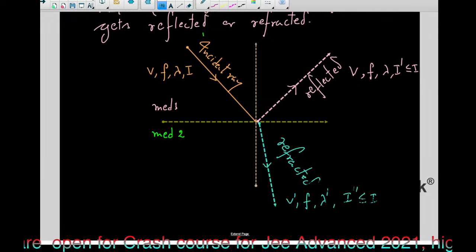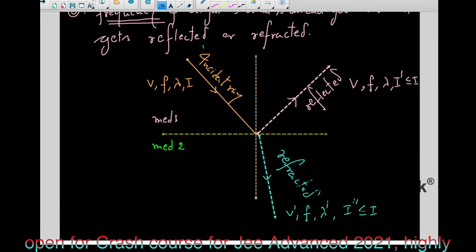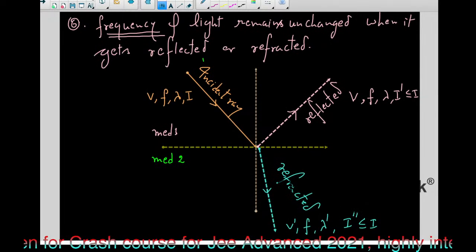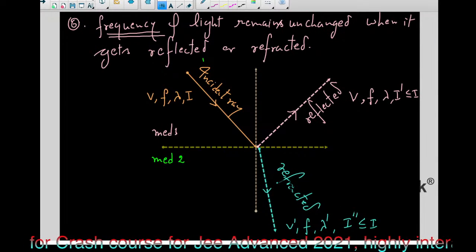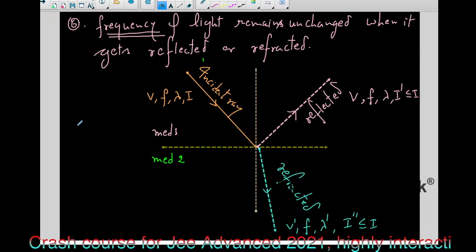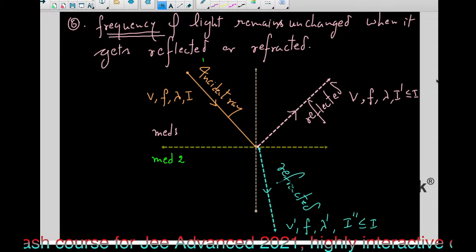Yes, sir. But energy is equal to hc by lambda, and in this case, v is constant and lambda is also constant, so energy should remain constant. No, that is not the energy. We have to go for intensity.